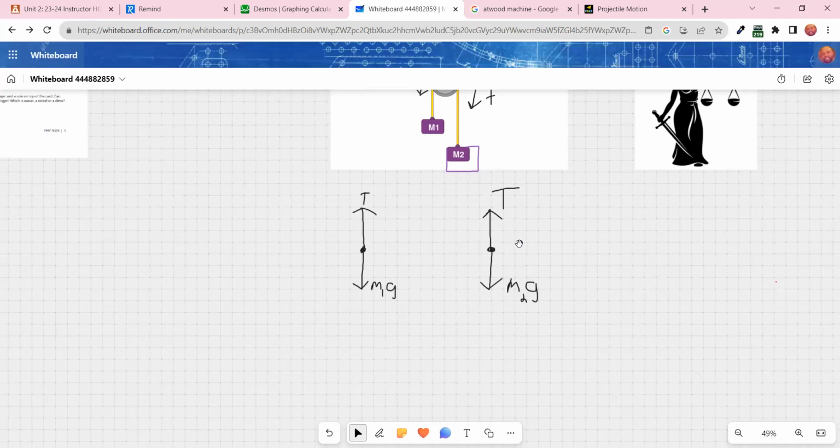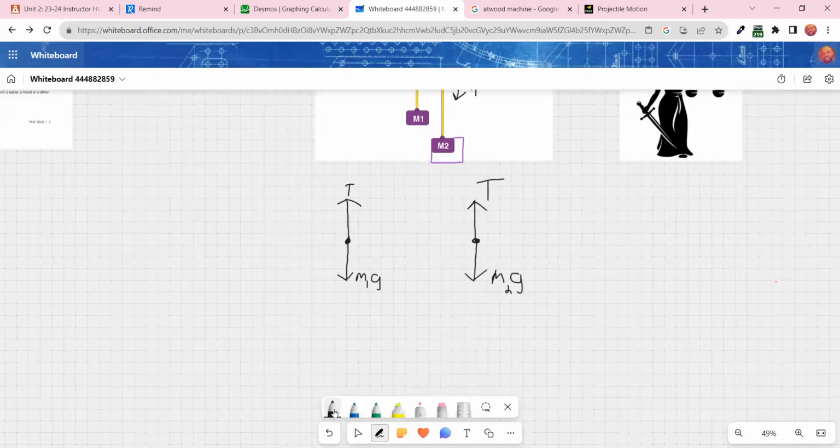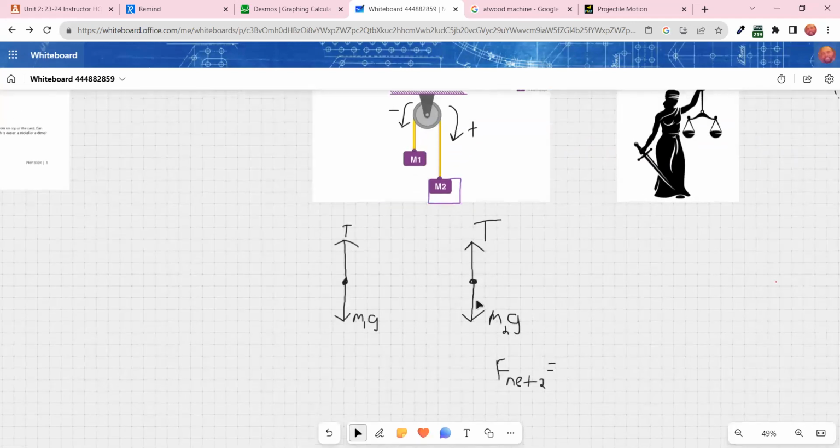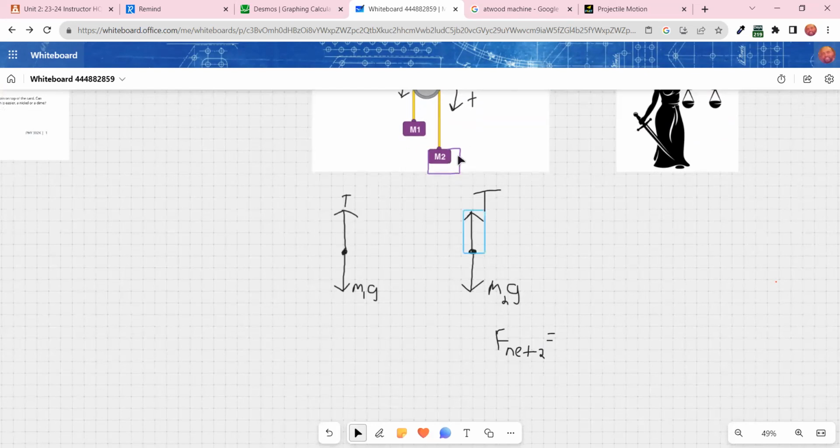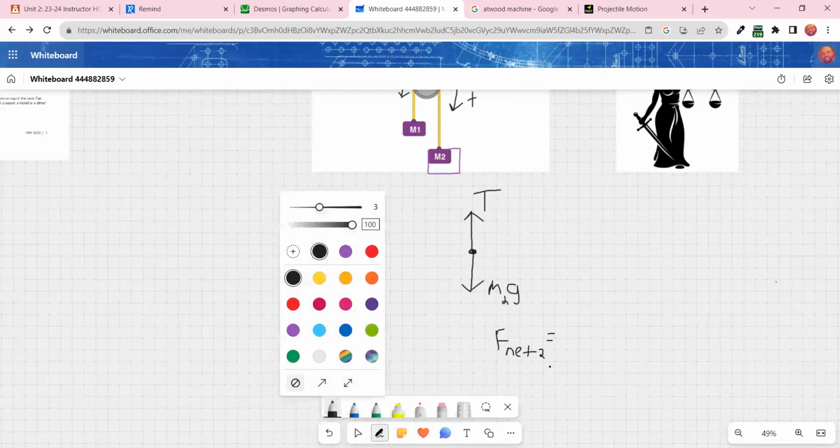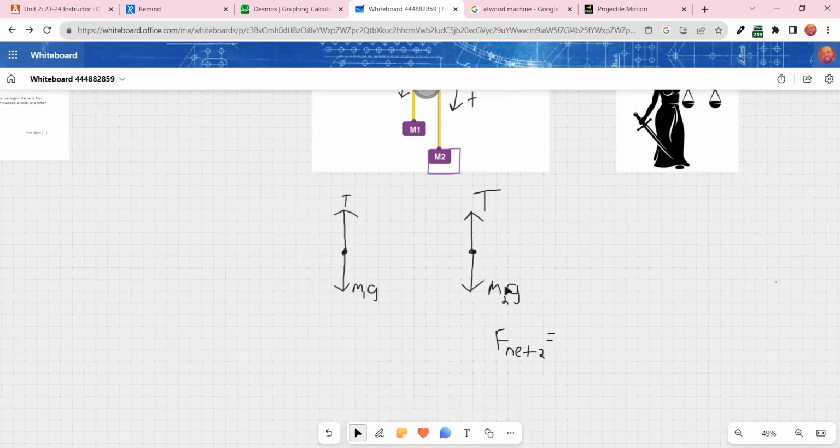I have a free body diagram. Whenever I have a free body diagram, it's never a bad idea. In fact, it's always the correct idea to write the sum of all forces, the net force equation. All right, the net force for block 2. I said that this is the positive direction. What force is causing this block to go in the positive direction? Well, there's only two forces acting upon it, tension and M2G. What force is causing it to rotate in the positive direction?